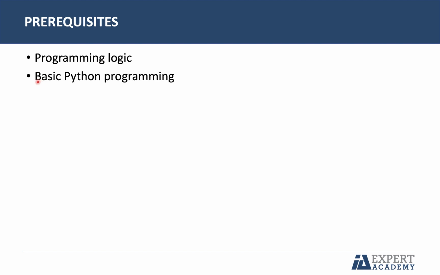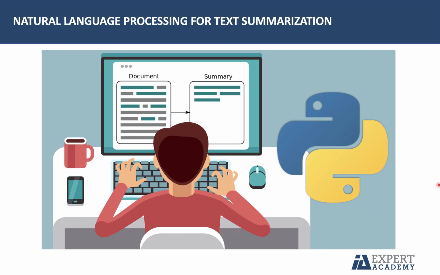Now let's quickly talk about prerequisites. You need to know about programming logic and also some basic Python programming. The level of the course is beginners, so this course is suitable for those who are starting to work with text summarization or natural language processing. And that's it for this lecture.